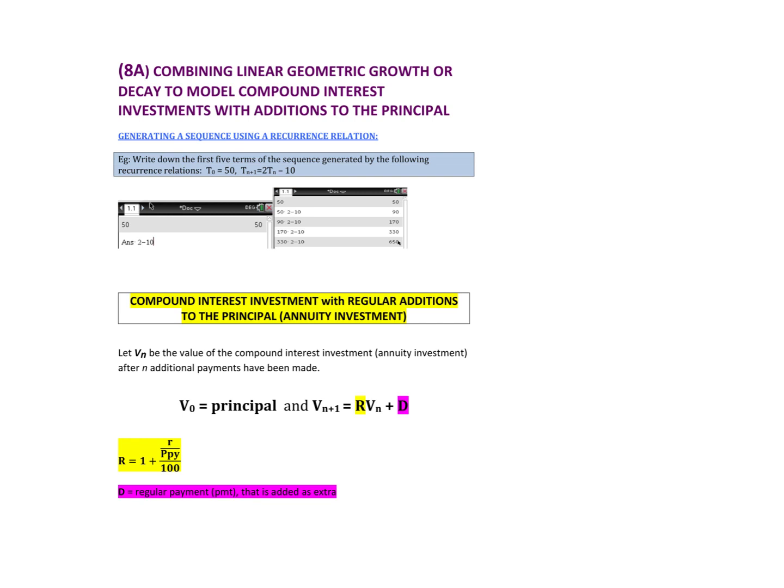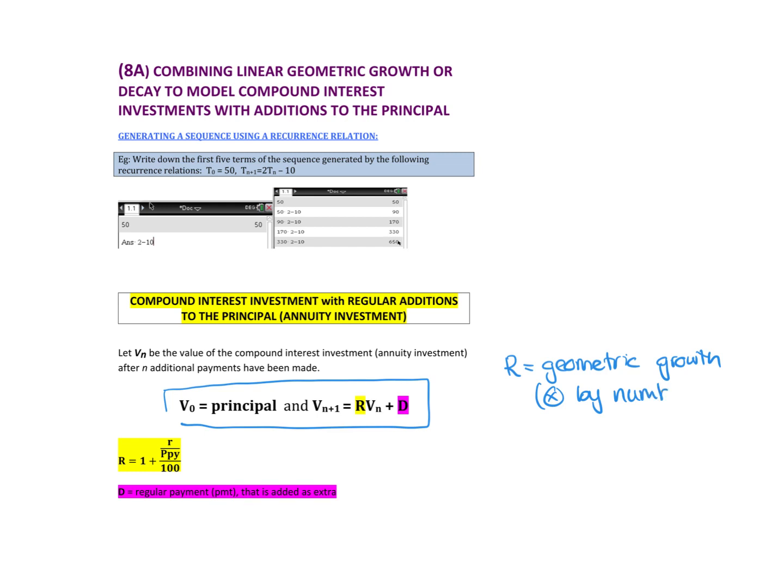So in 8A, we are going to look at combining linear and geometric growth or decay to model compound interest investments with additions to the principal. So what that means is, generally when you go to a bank, and you can see down here, we've got the basic recurrence relation of that scenario. You can see this R value is the geometric growth, because that's with the timesing. We're multiplying by a number greater than 1.